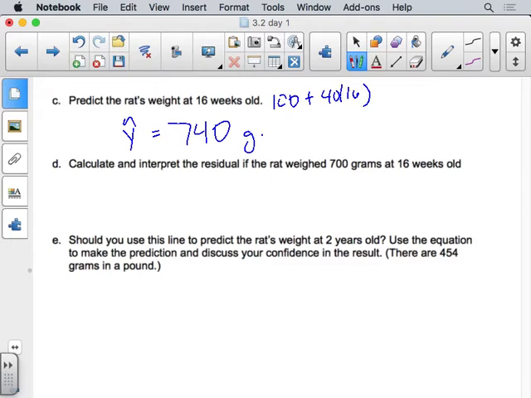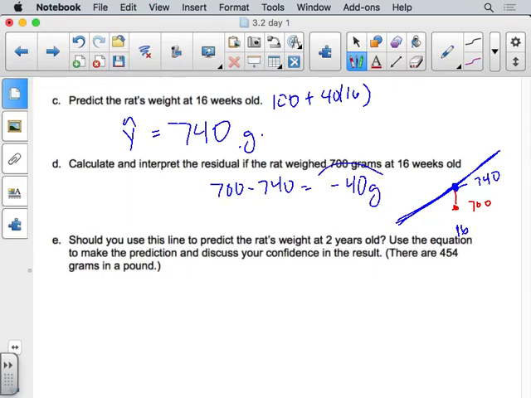So for me, anytime it talks about residual, I make myself a picture. Here is our predicted at 16. Here's us at 16, our predicted was 740, and then if the rat actually weighed 700, what would be the residual? We all think differently, but I like to see things, so this is me seeing the residual. Now I can see that it is 700 minus 740, which is negative 40 grams.